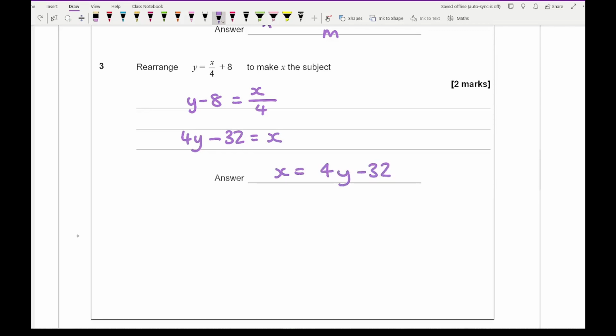Now if you wanted to, you could have left it factorized, so you could write x equals 4 lots of (y minus 8). And again, that's just another prime example of where you can have 2 different looking answers, but both of them still be correct.